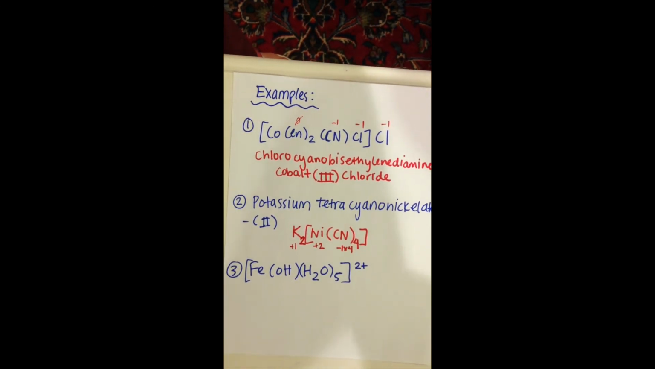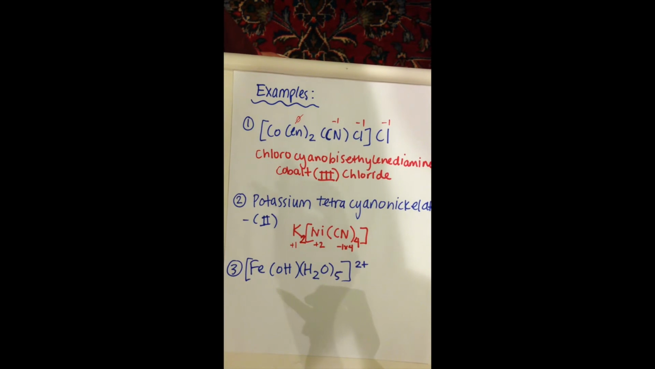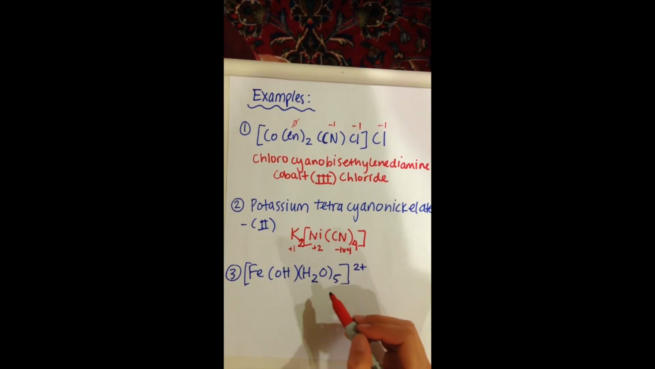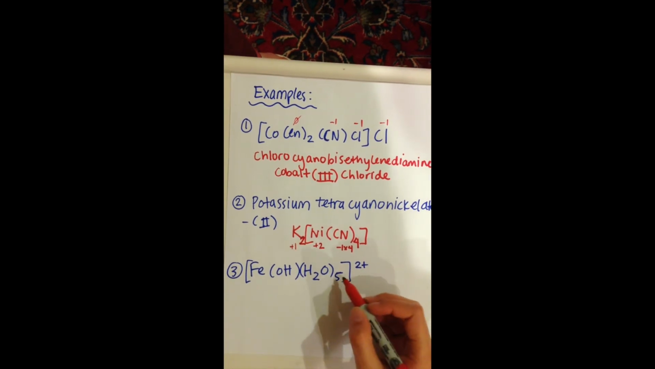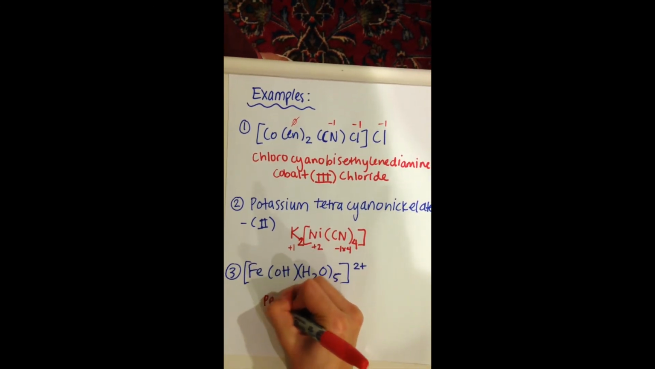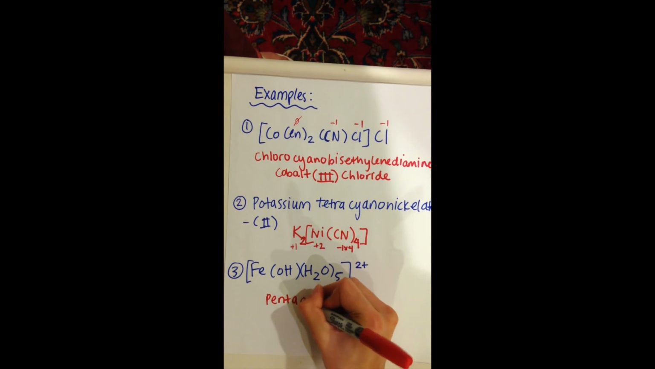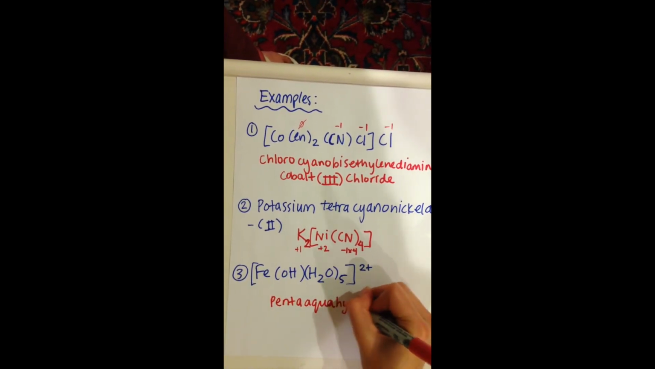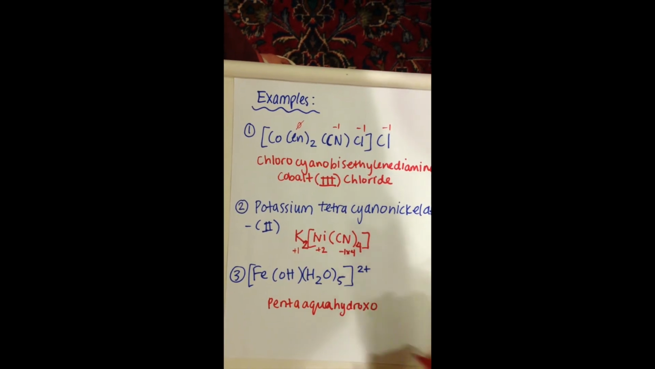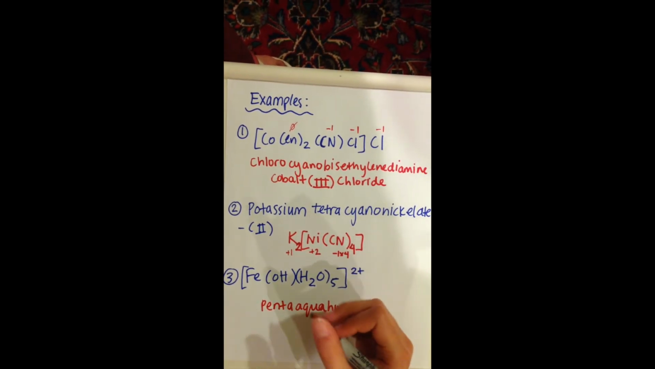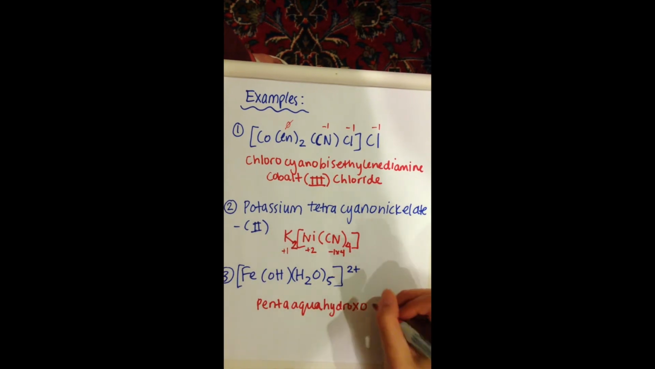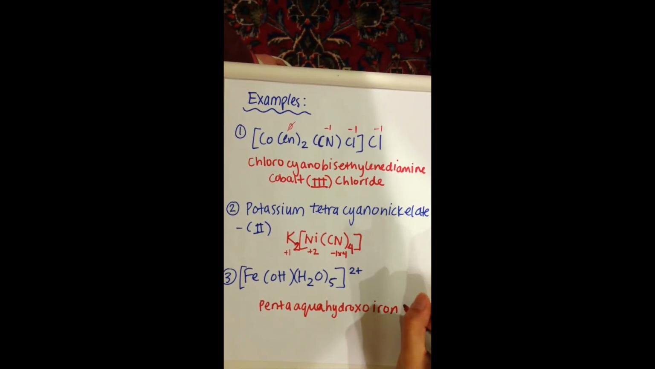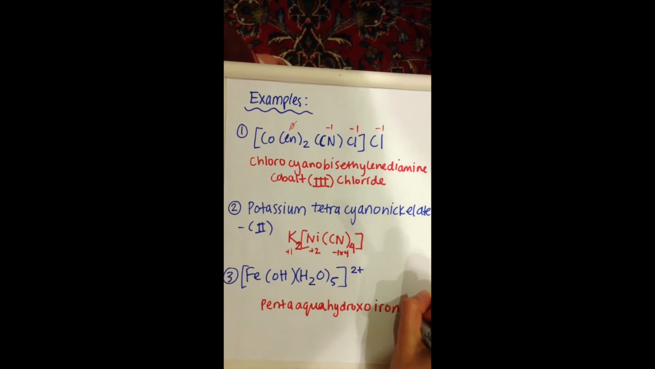In our third example, we start with naming the ligands in alphabetical order. So first would come aqua, which starts with the letter A, and because there are 5, you would put the prefix of penta, pentaaqua. Then comes hydroxo, and lastly our central metal ion, iron, which has a +3 charge.